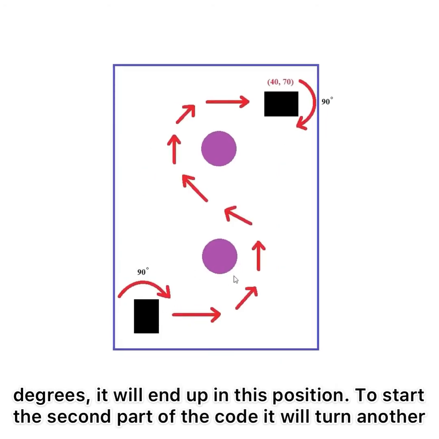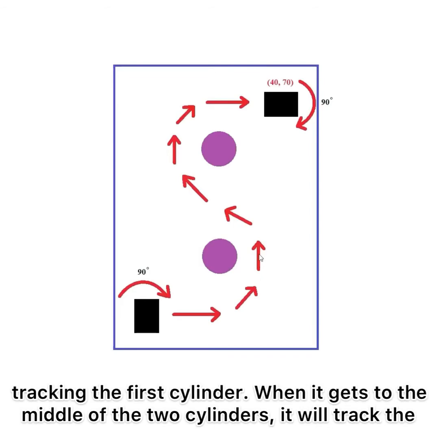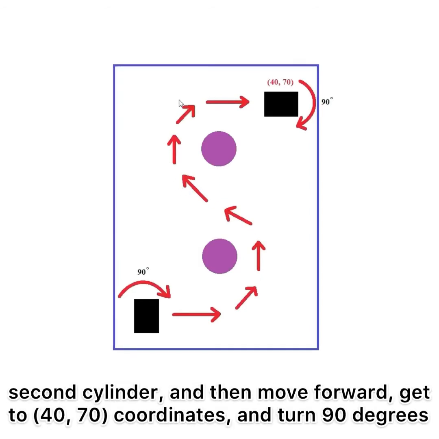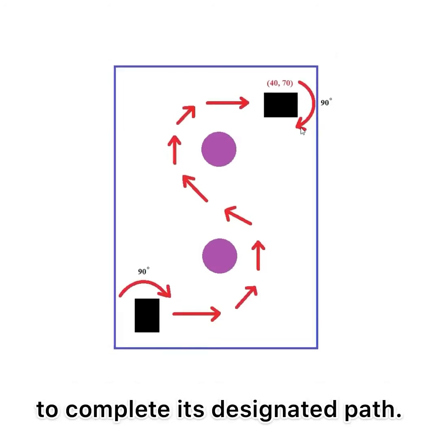To start the second part of the code, it will turn another 90 degrees to face in the direction that this arrow is facing. It will move forward and start tracking the first cylinder. When it gets to the middle of the two cylinders, it will track the second cylinder, and then move forward, get to 40 and 70 coordinates, and turn 90 degrees to complete its designated path.